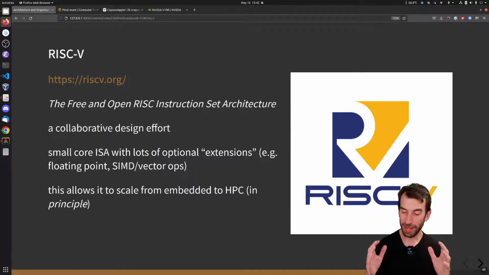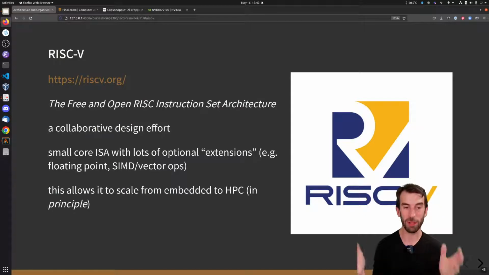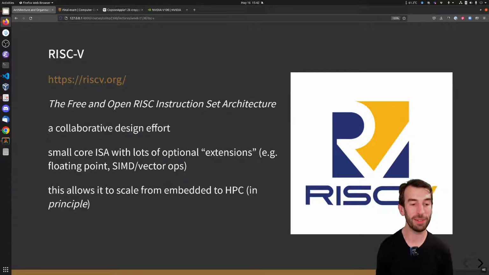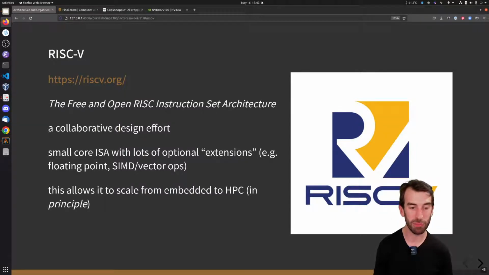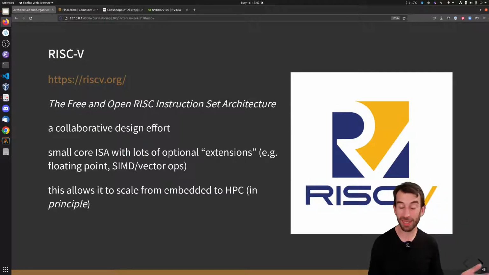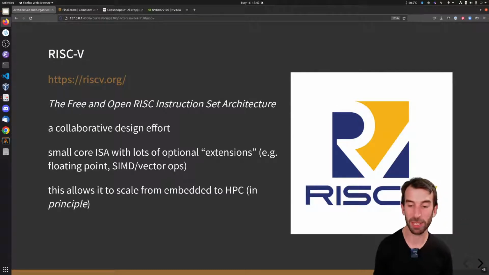But ARM make their ISA for profit. So there's been efforts to make open source ISAs, and an example of this is called RISC-V, which is quite popular, and you can go and get a RISC-V board and a CPU and play with it, which is a lot of fun, and people often say, oh, this is the next big thing. So maybe it is the next big thing. Maybe eventually we'll have RISC-V CPUs in our desktop computers, but not for now.